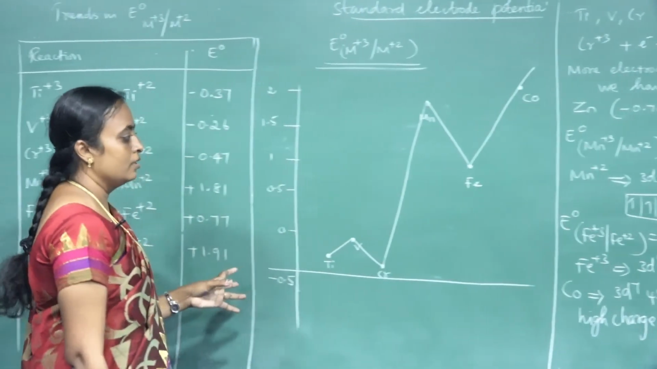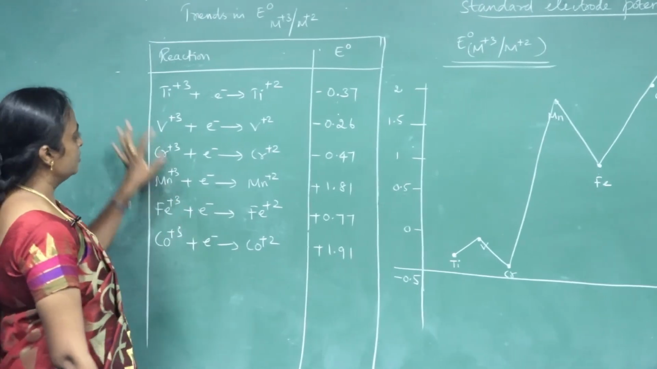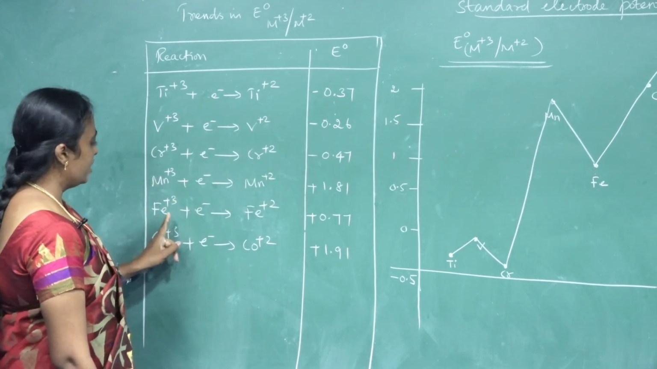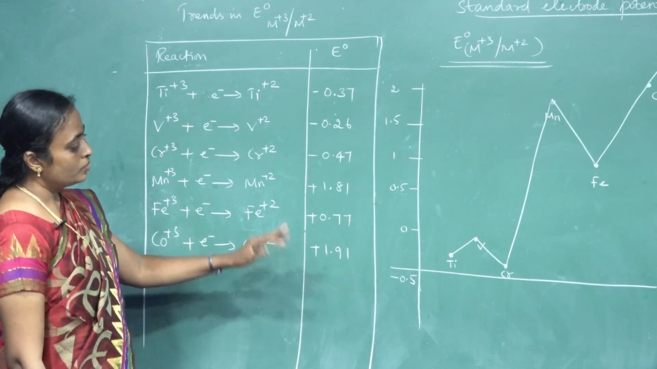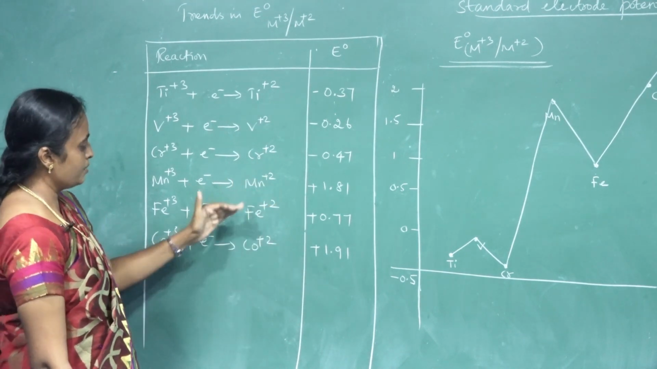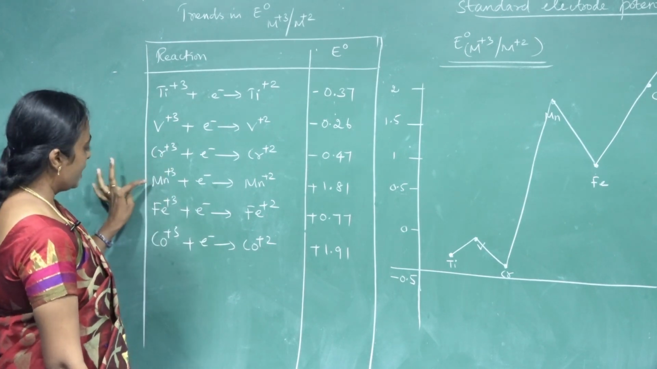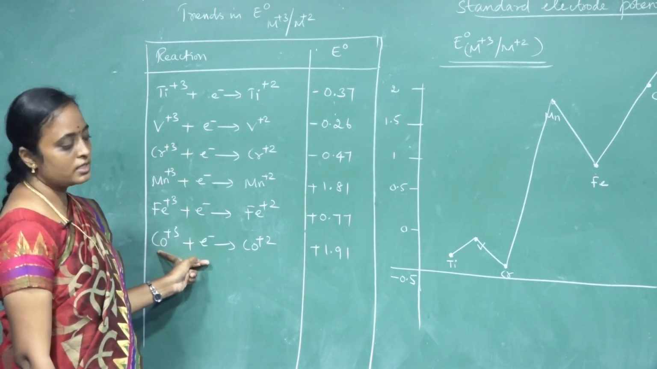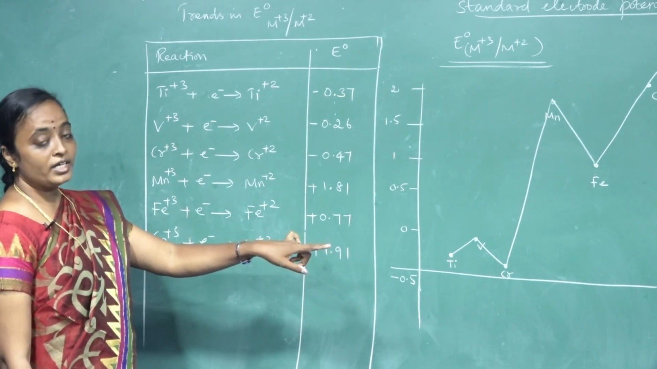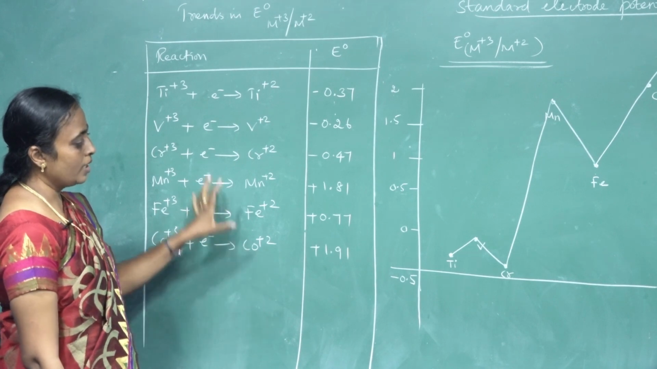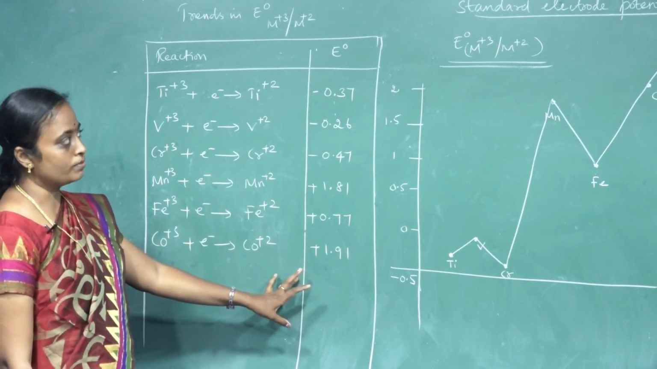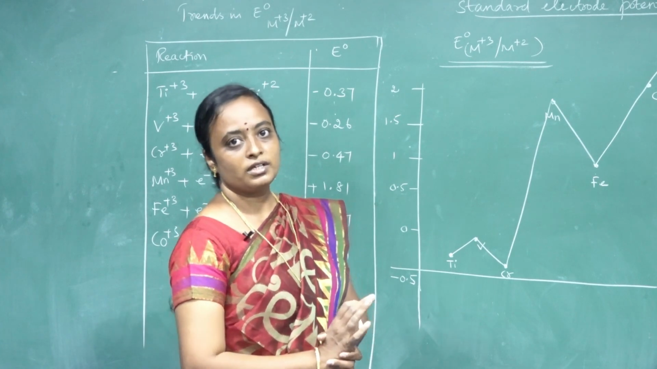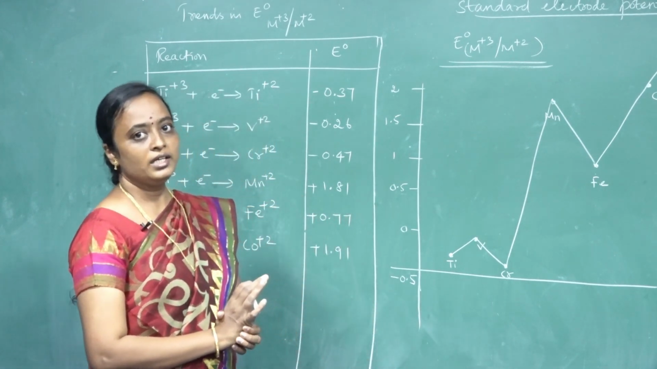So from these values, we expect titanium, vanadium and chromium to have negative values of E naught, but manganese, iron and cobalt have positive values of E naught. So the exceptional behavior is in manganese, iron and cobalt. For manganese and iron we talk about the d5 configuration, but for cobalt we talk about high charge density and hydration enthalpy. Because of that we get a high E naught value for those metals. So in this section we have discussed the standard electrode potential values of transition elements, especially in the 3d transition series.